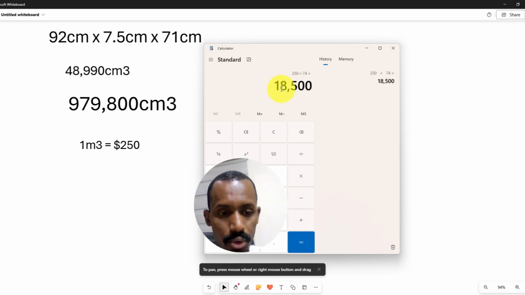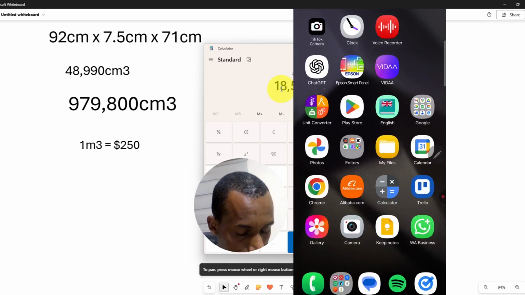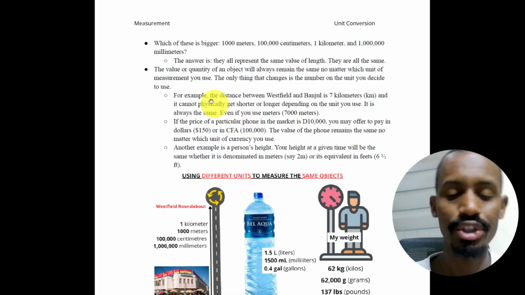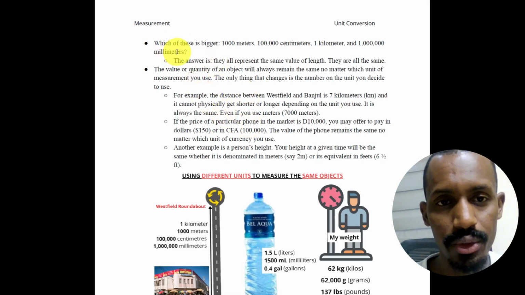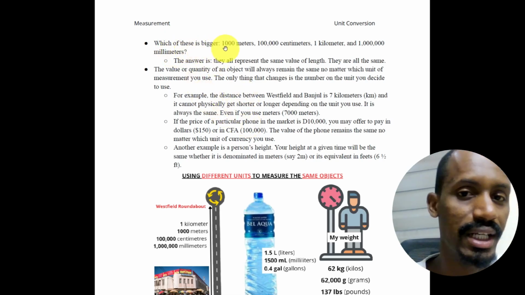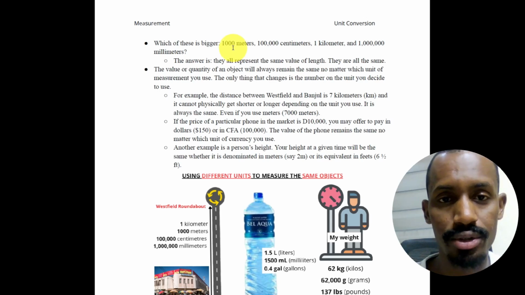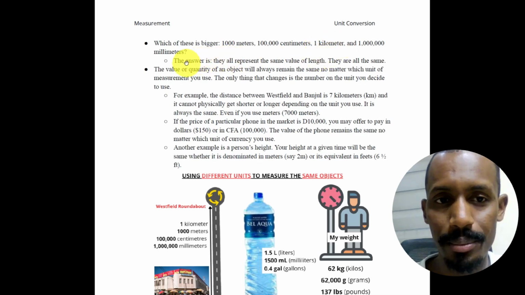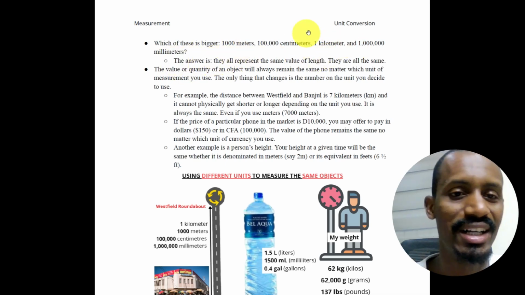So that's it. The unit converter is here, the app is here, the calculator. So there is no excuse for not knowing all this stuff. Just like this example here, which of these is bigger? Is it 1,000 meters, 100,000 centimeters, 1 kilometer, or 1 million millimeters? Which of these is bigger?